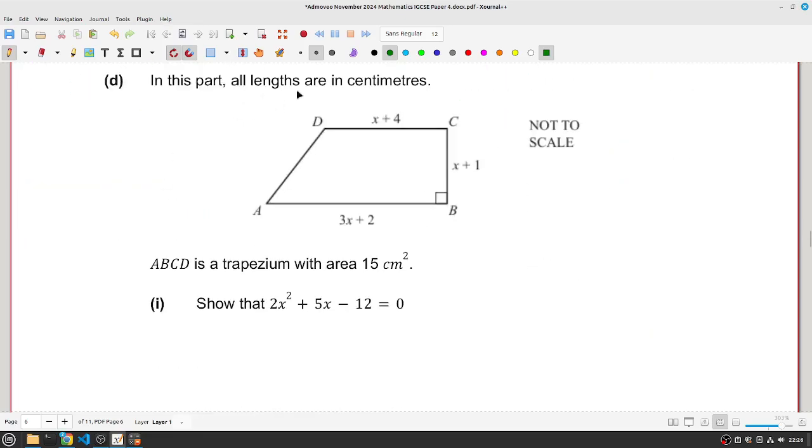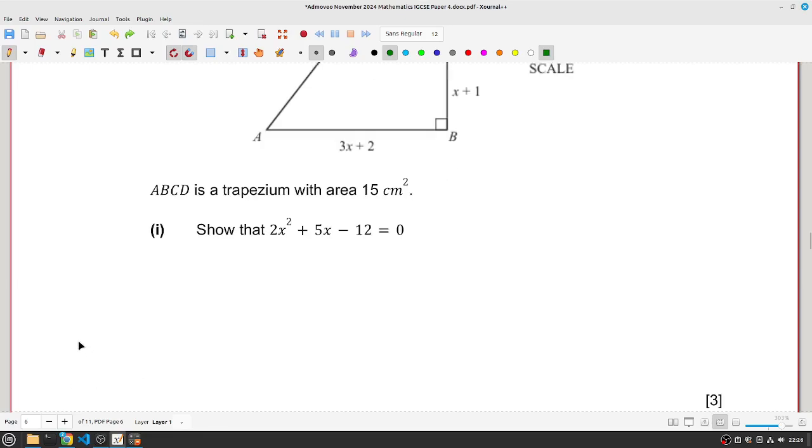Now in this part, all lengths are in centimeters. So let's say ABCD is a trapezium with an area of 15 square centimeters. Show this. Okay, so we're just going to use these values and do an equation for the area. I'm going to do it in 2 ways. I'm first going to do it the way that is probably on the memo, if Cambridge had to set this up, which would be to use the formula for the area of a trapezium. But if you don't like the trapezium area or you don't know it, you can also just split this into a triangle and a rectangle and use that.